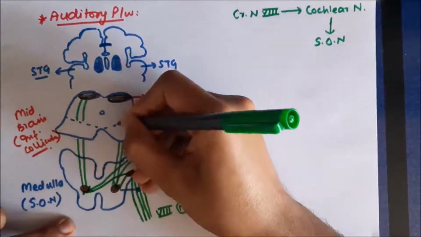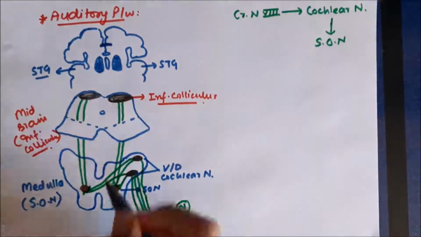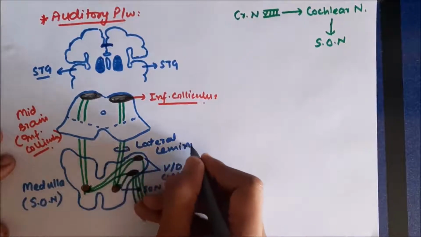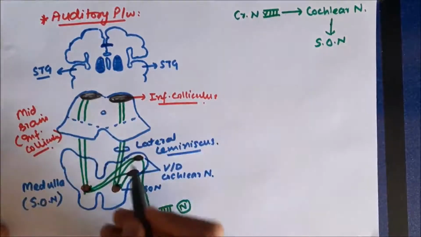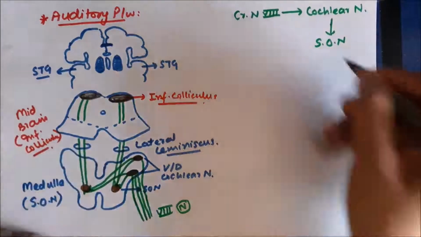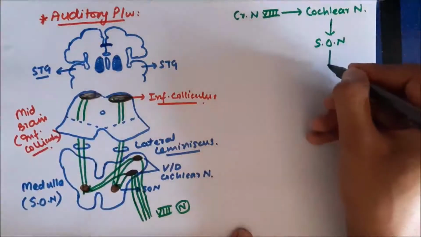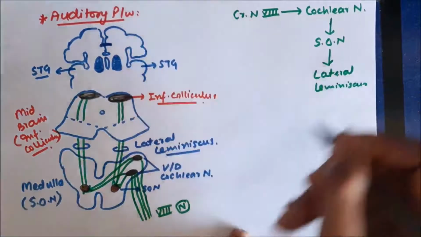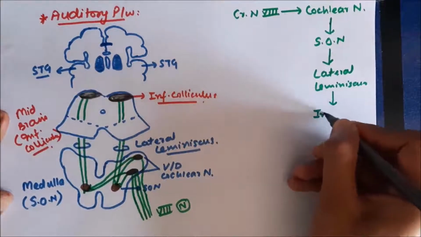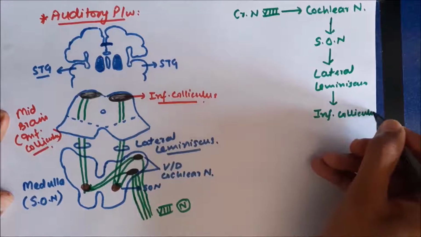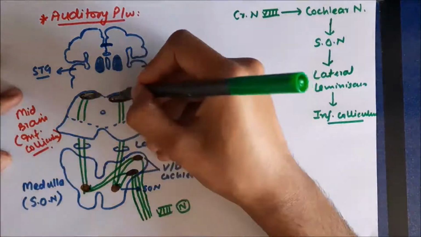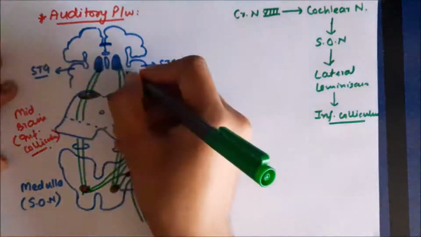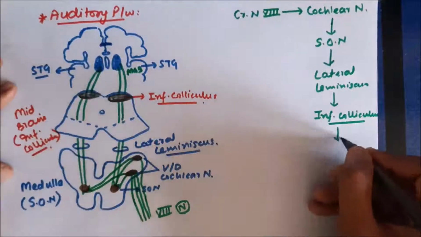So fibers go in upward direction, and these fibers form lateral lemniscus. So this is the lateral lemniscus. This is on one side and same on the other side. So from superior olivary nucleus, fibers go through the lateral lemniscus to the inferior colliculus of the midbrain. Now from inferior colliculus, fibers go to the medial geniculate body of the thalamus. So this is medial geniculate body of the thalamus.